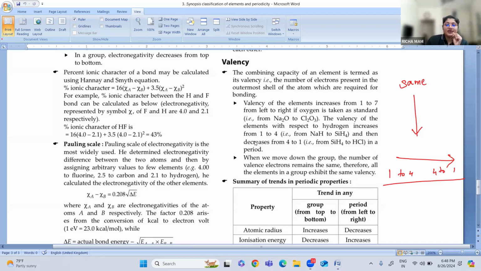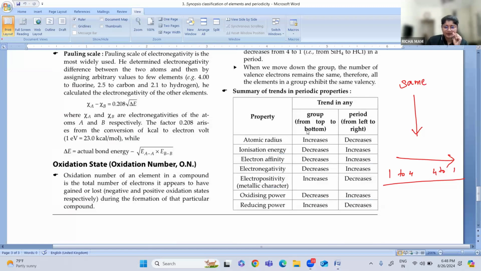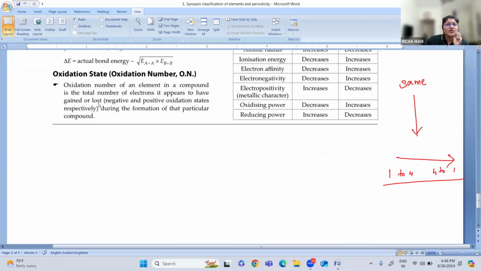Okay, fine. Now let us sum up. One more thing: oxidation state or oxidation number.